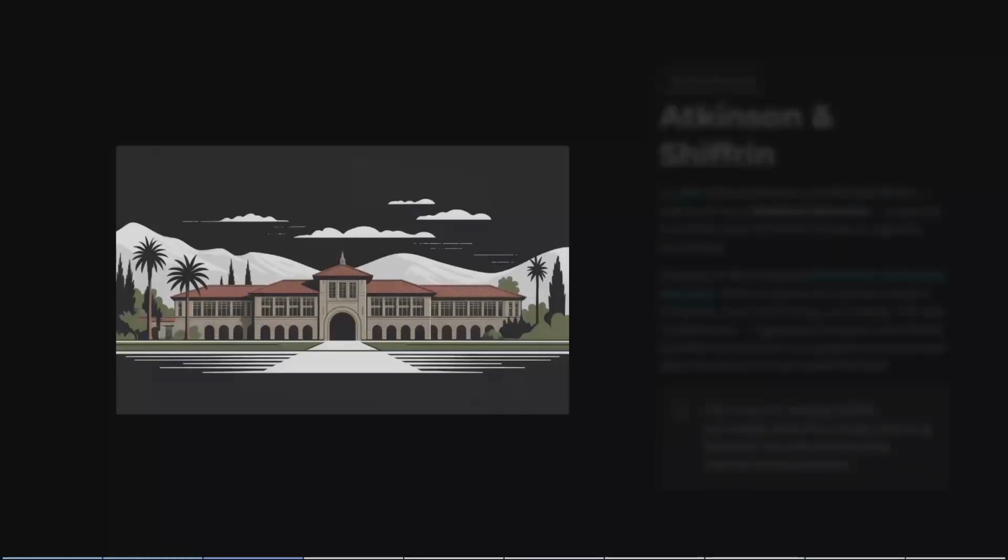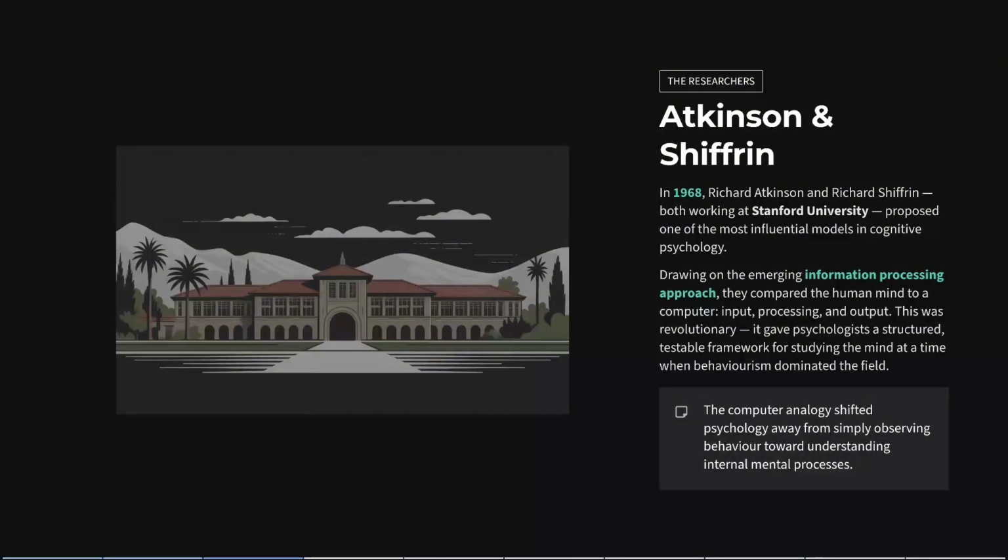Richard Atkinson and Richard Shiffrin were both working at Stanford University in California when they published their model in 1968. Atkinson was primarily a mathematical psychologist. He liked formal, structured models that could be expressed precisely. Shiffrin brought a strong interest in the mechanisms of human memory, and together they produced something that changed the field.